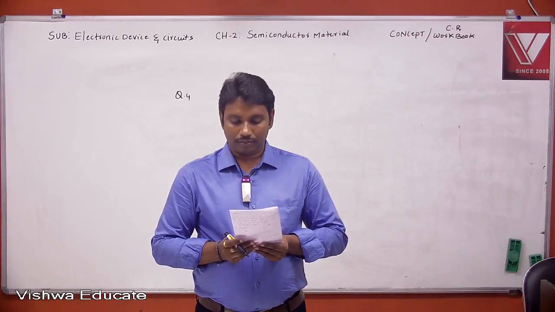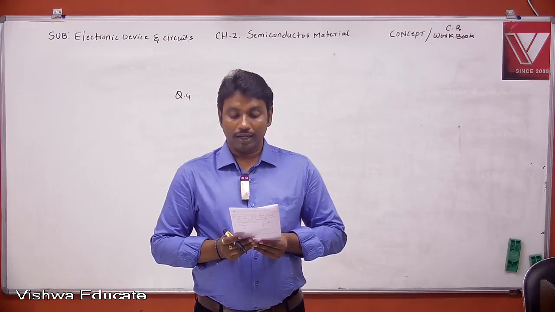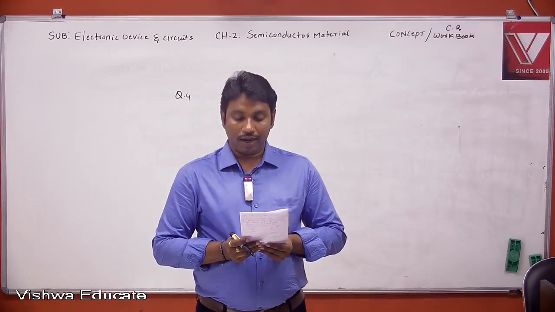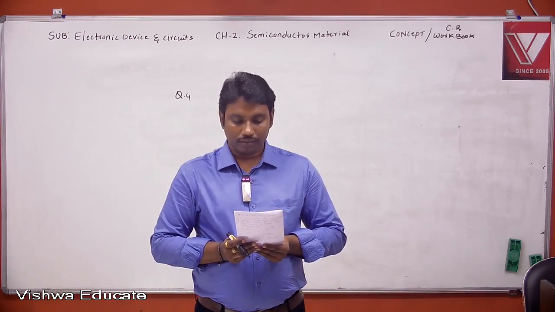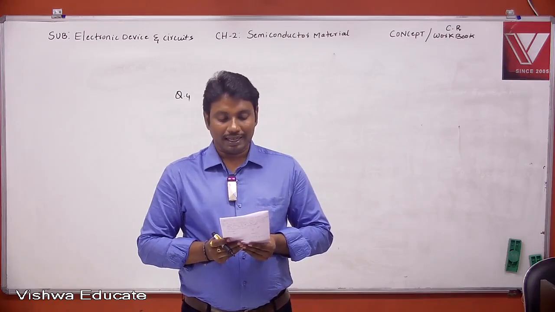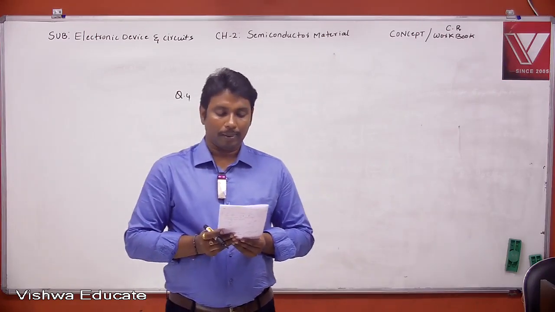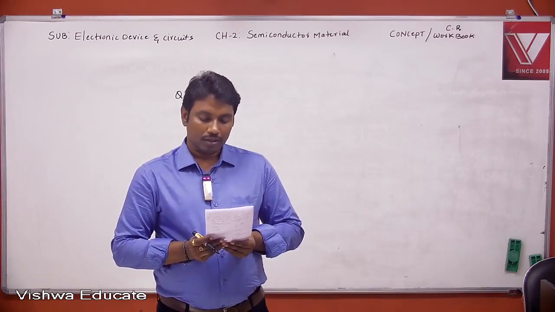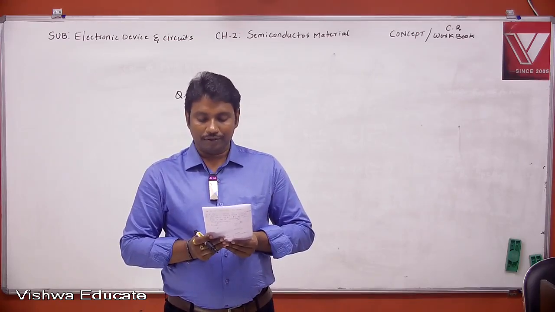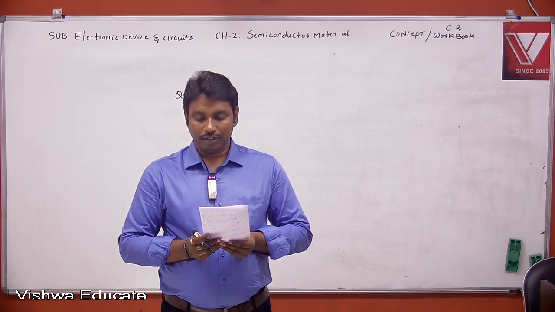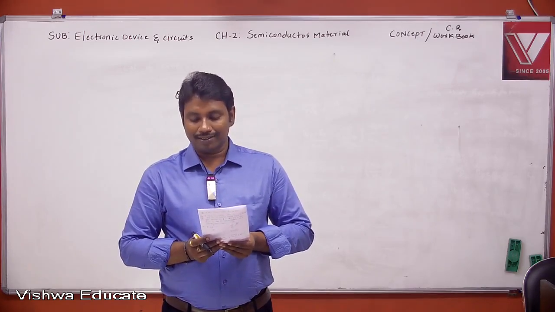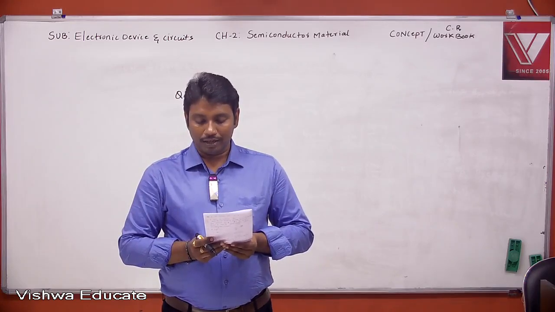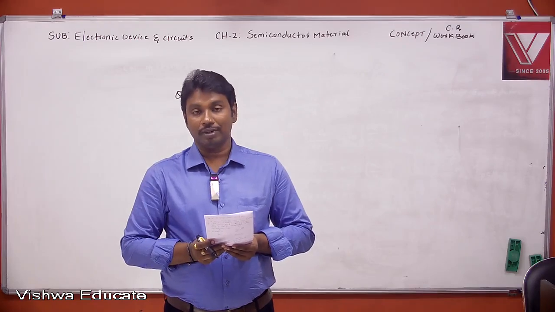Find, first bit, carrier concentration and conductivity. Second bit, Fermi level with respect to EV, if NV equal to 26.6 into 10 power 18 per centimeter cube.